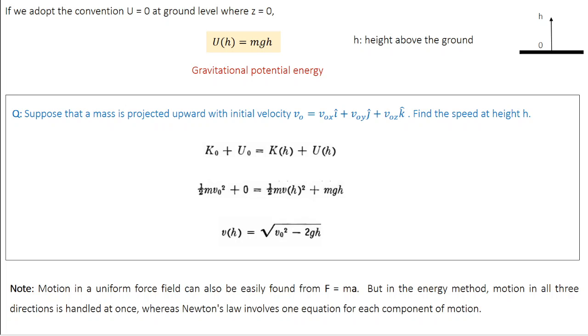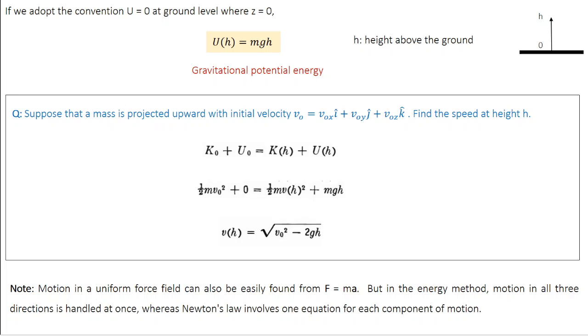Now, what is the advantage of this energy method over Newton's laws which we have discussed in the previous chapter? In some cases, you can solve the problem pretty quickly using the energy method. Let's look at one such example. Suppose that a mass m is projected upward with initial velocity v0 equal to v0x i cap plus v0y j cap plus v0z k cap. Find the speed at height h.